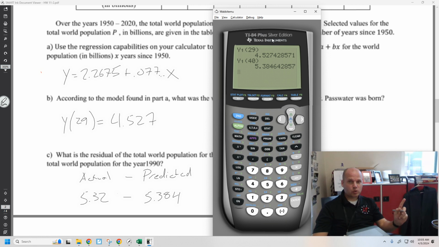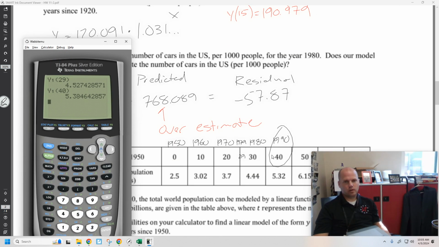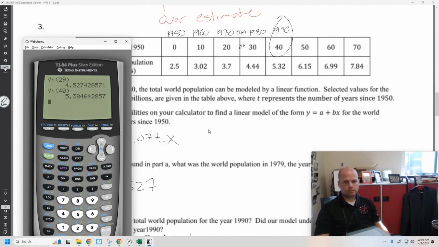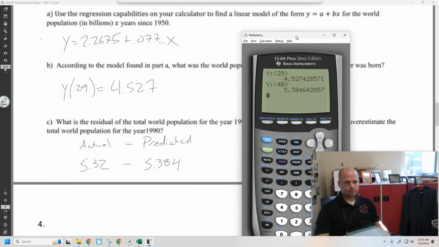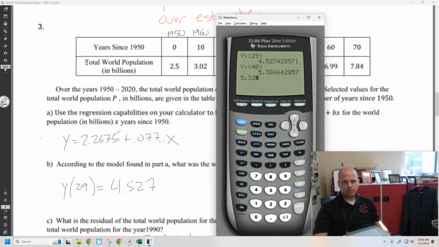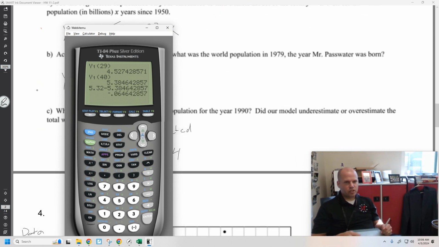Predicted bigger than actual. Residual will be negative. Negative residual, overestimate. Gosh, can't we just get two different things where we have an underestimate, which is a positive residual? Whatever. If you do it a couple times, you're fine. 5.32. Let me just make sure that's right. 5.32 minus that number. There's my residual. There's like my error, how far off I am.